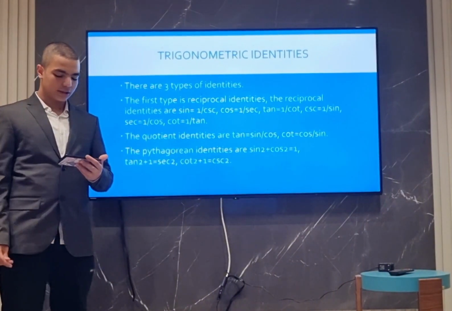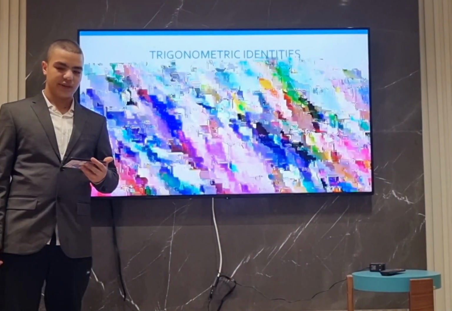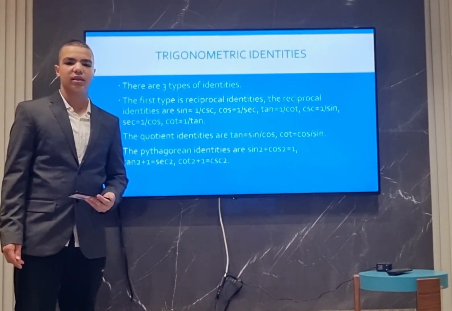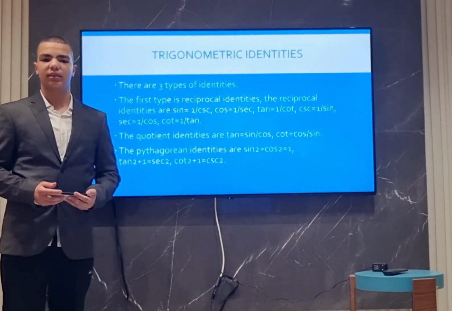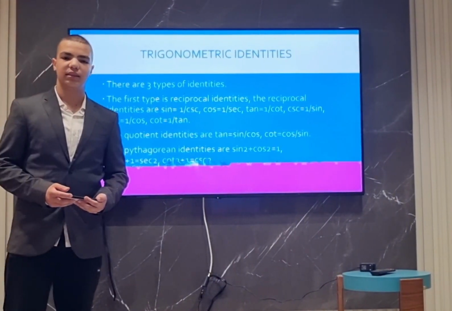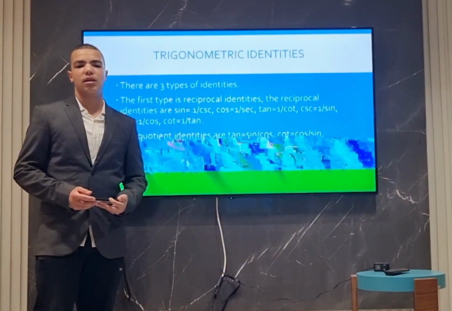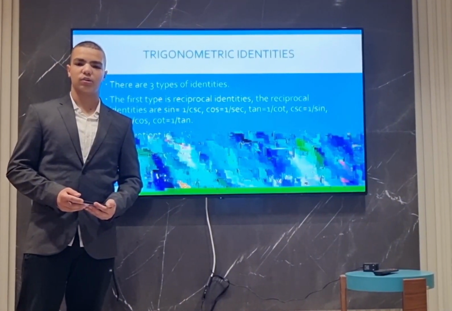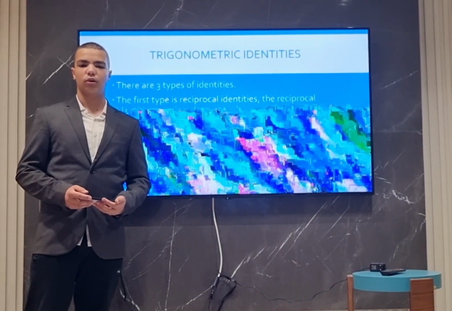Then the trigonometric identities. There are three types of identities. First one is reciprocal identities. Sine is equal to 1 over cosecant. Cosine is equal to 1 over secant. Cotan is equal to 1 over tan. Cosecant is equal to 1 over sine. Secant is equal to 1 over cosine. Cotan is equal to 1 over tan.